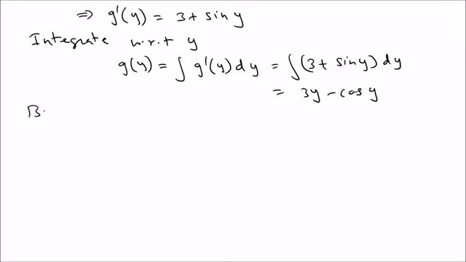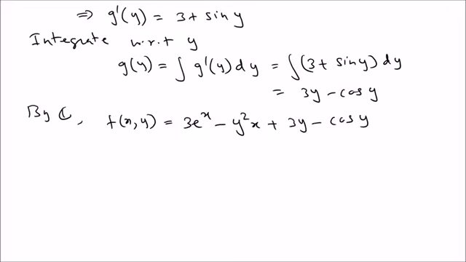Now by equation 1, since we found g(y), we can substitute. By equation 1, f(x,y) equals 3e^x minus y squared x plus 3y minus cosine y. So that is the g(y) function. What we do is set this equal to c, by theory, because there's a constant function f(x,y) that satisfies those conditions.